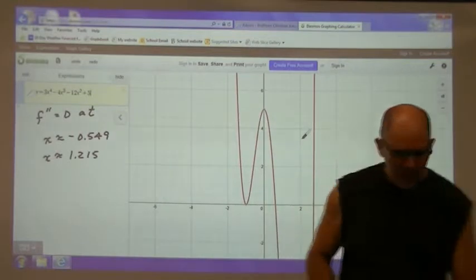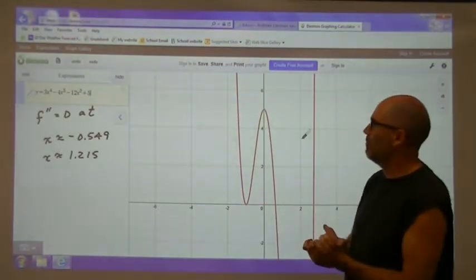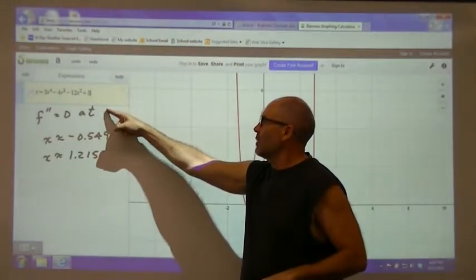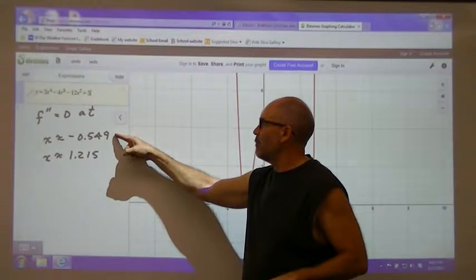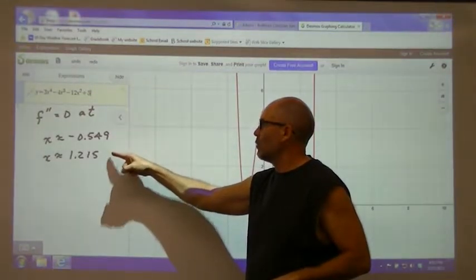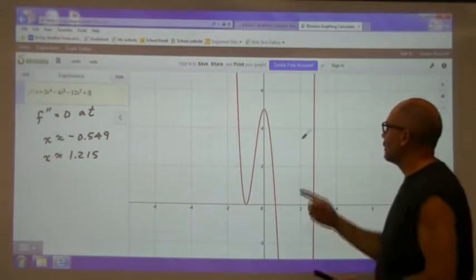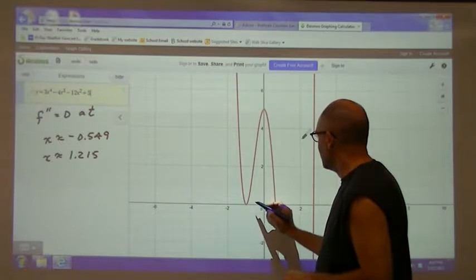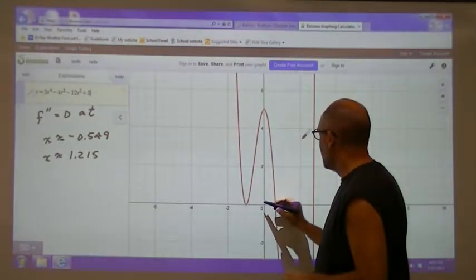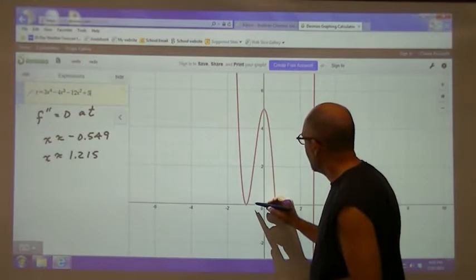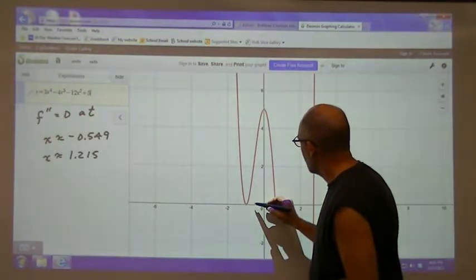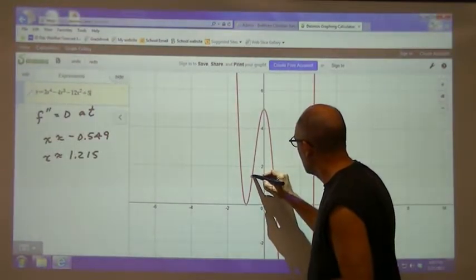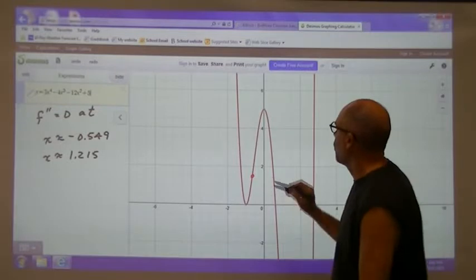Okay, when I was finding those points of inflection before, I messed something up, I'm not really sure what, but f double prime equals 0 at x equals negative 0.549 and x equals 1.215. So let's look at this on the curve. Now notice here's negative 1, so negative 0.549 is right about here. So right about there is one point of inflection.